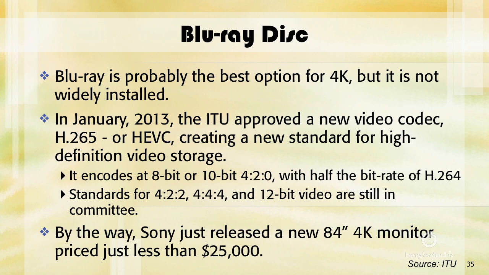Well, let's take a look at Blu-ray Disc. Blu-ray is probably the best option for 4K, but it's not widely installed. In January 2013, the ITU that we talked about earlier approved a new video codec, H.265, which is also called HEVC, which created a new standard for high-definition video storage. It encodes at 8-bit or 10-bit at a color sampling of 4:2:0, which is similar to the color sampling we have now on DVDs, but it uses half the bit rate of H.264. Standards with higher color fidelity of 4:2:2, 4:4:4, and 12-bit video are still in committee and not likely to show up in the near future.